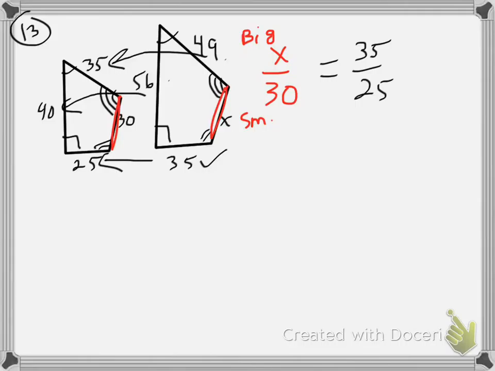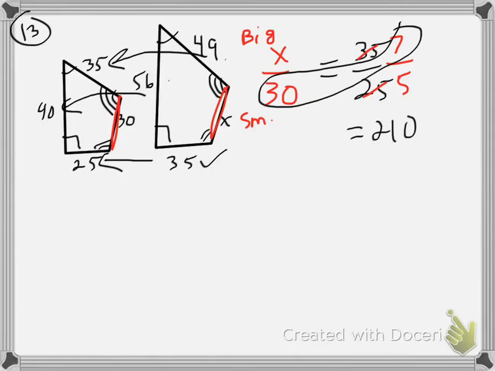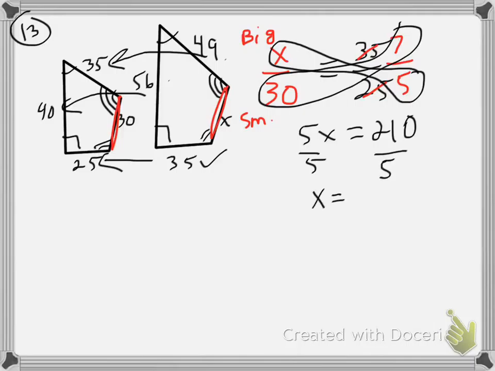Turns out if I divide these both by 5, I get 7 over 5, and that's easier to work with, so I'll use that. So 7 times 30 is 210, and 5 times x is 5x. Divide by 5. X equals, looks like 42, excuse me.